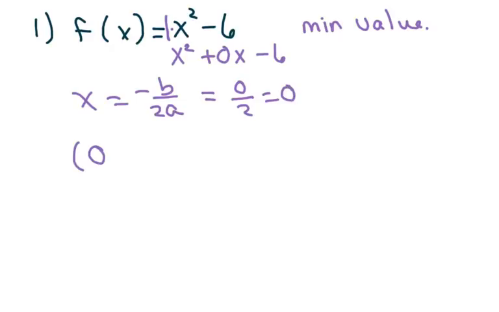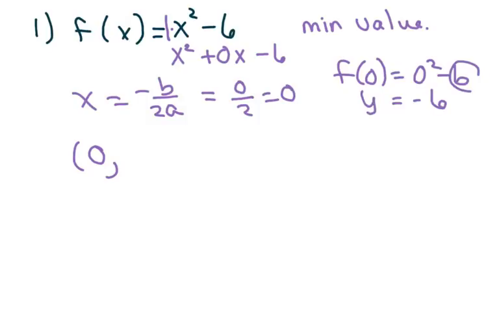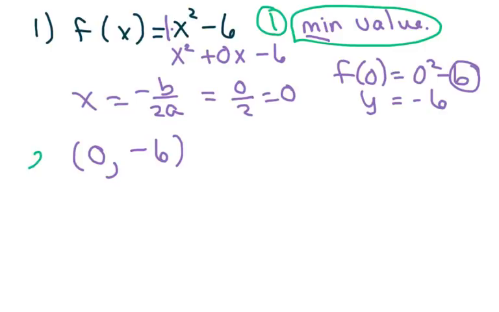So when our x is 0, and you plug 0 back in, you get y is negative 6. That looks like a b, but that's a 6. So it has a minimum value. That's what we asked for. You have to answer that. And it occurs at 0, negative 6. And when they're in this form, all you have to do is pick up the y-intercept there.